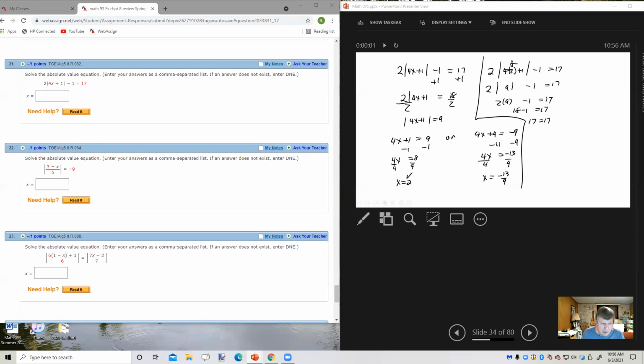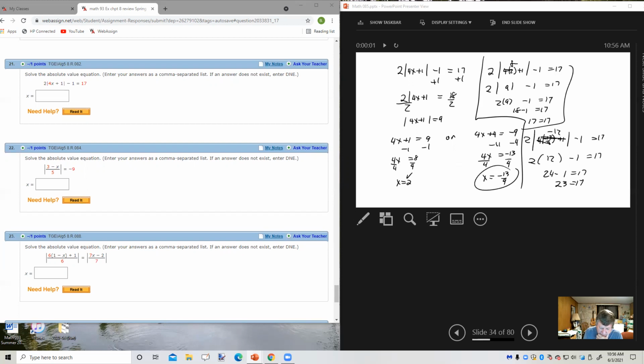It checks. And if we put this in, we would get 2 times the absolute value of 4 times negative 13 fourths plus 1, minus 1 equals 17. 4 times negative 13 fourths is negative 13. Negative 13 plus 1 is negative 12. The absolute value of negative 12 is 12. So we get, what do we get here? 2 times 12 is 24, minus 1 equals 23, 23 equals 17. Let's make sure I didn't make a mistake there.